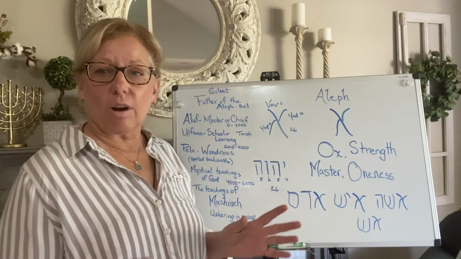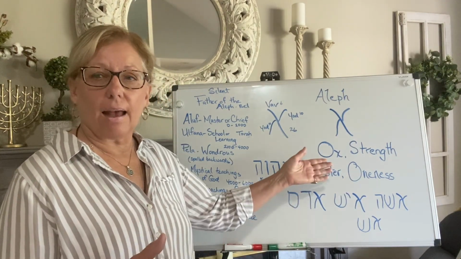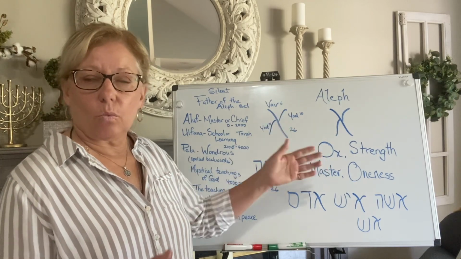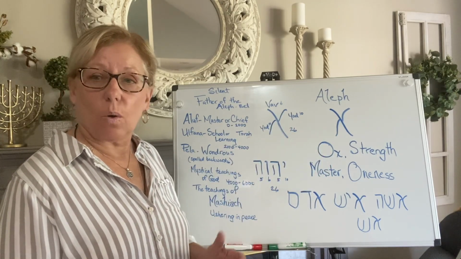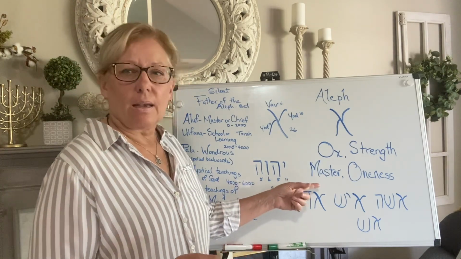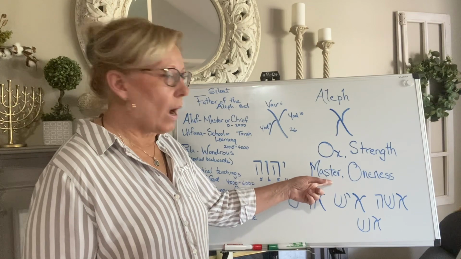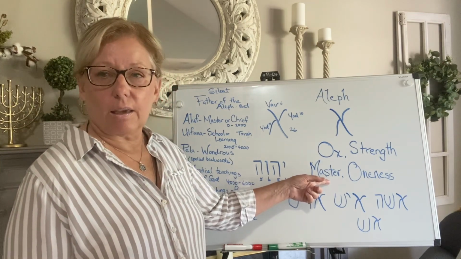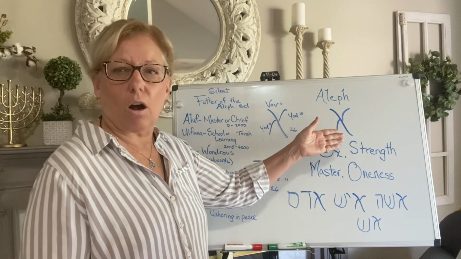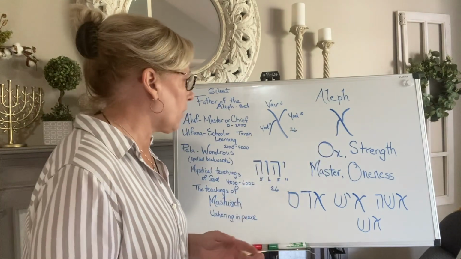Now, in the pictograph in the beginning, before they even had this actual Paleo-Hebrew, they drew literally an ox head. So it means the strength. An ox, of course, represents the strength. So when we think about the oneness, the gematria of the Aleph is 1. So this is the oneness. This represents God and the oneness of the Father.